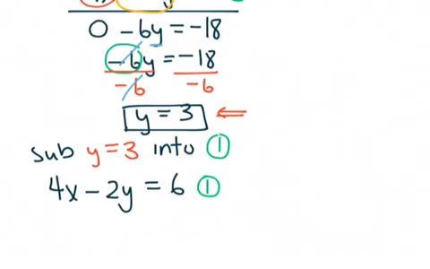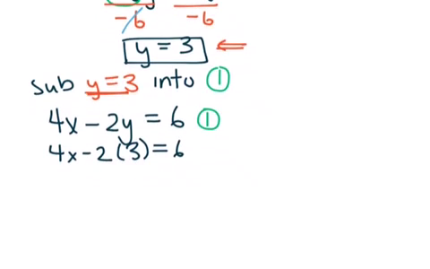So let's sub in y equals 3. Every time I say y, I'm going to put a 3. So I'm going to write 4x minus 2, and instead of y, I'm going to write 3, equals 6. We've got 4x, negative 2 times 3 is just negative 6, equals 6.